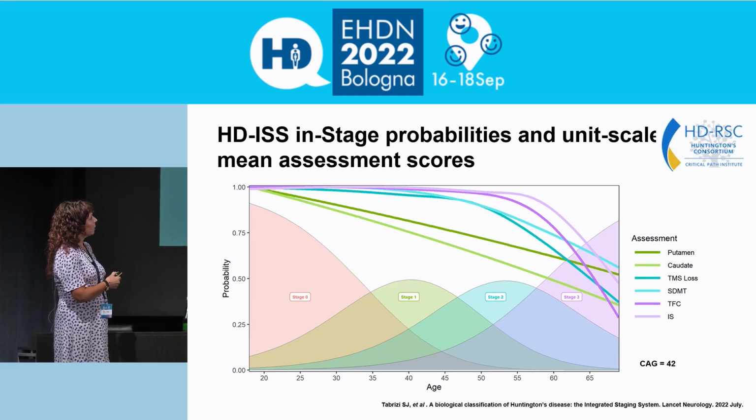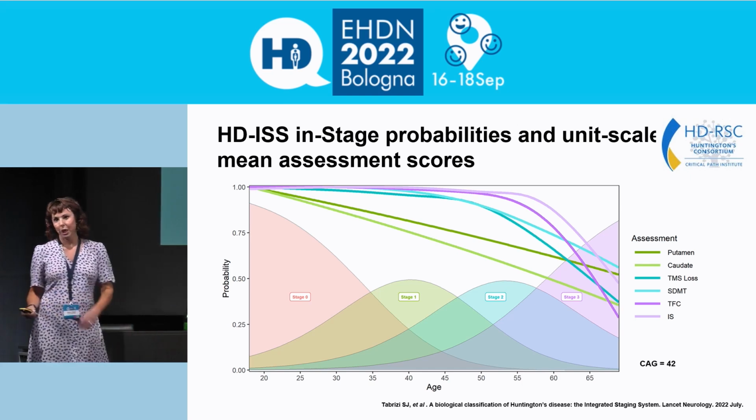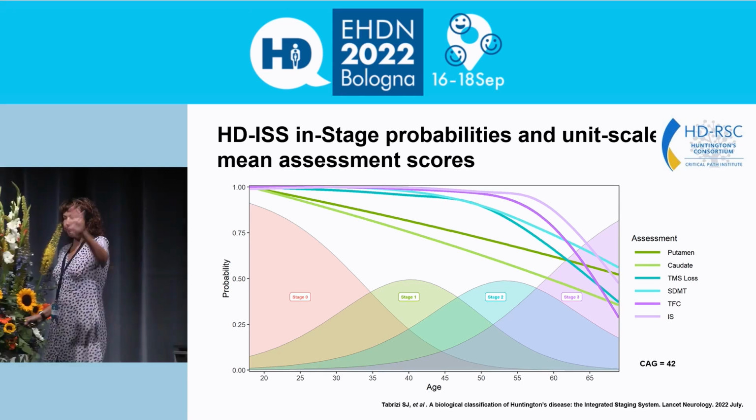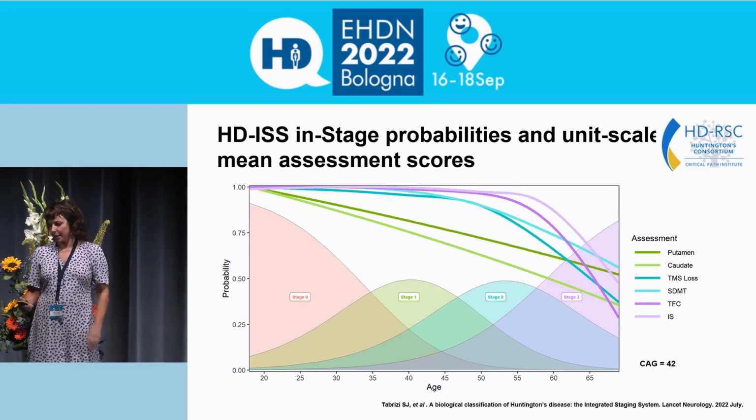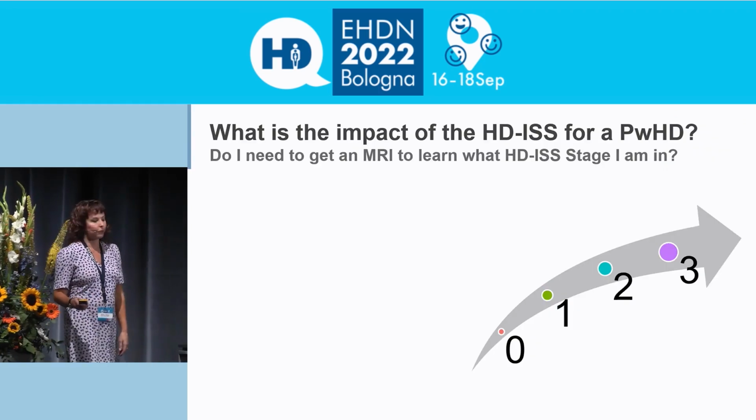The TMS and the SDMT and the TFC and independence scale are very static, and then they start going down as you reach that stage. And Jeff, in our paper, we've modeled this for every CAG from 40 to 50, the commonest CAGs that we look after.